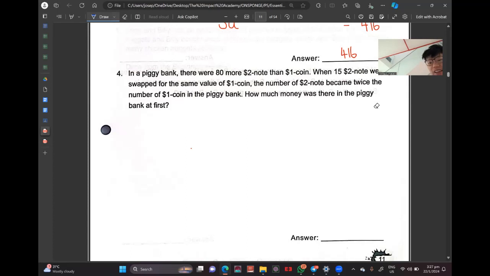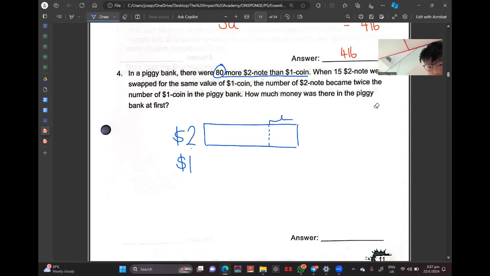Now, as you can see over here, there were 80 more $2 notes than $1 coins, right? So we will just say $2 over here, we will say $1 over here, and we know that for $2, it is how much more? 80 more. So we are going to show that this much is 80. Okay, if I can encourage you all to do one thing, it is to really increase the size of your model, make it clearer.